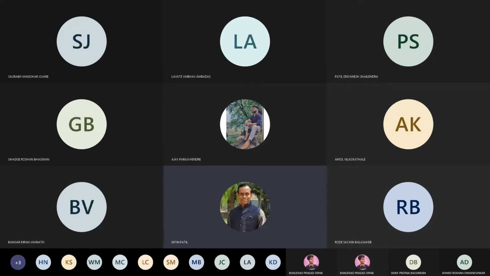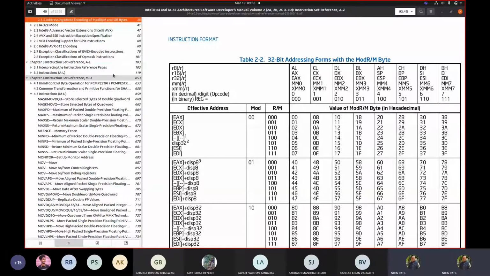SIB. Fine. Now, if you carefully see the words that are used there, scale, index, these are the two important words to be considered, irrespective of what exactly or how exactly it works. Correct. So now, the way we identified that the mod RM byte contains three different components, SIB also contains three different components.